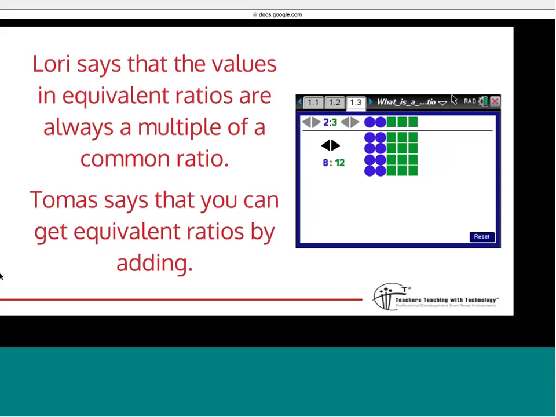So ponder that for a minute. Ponder what Lori thinks about equivalent ratios, what Tomas thinks about equivalent ratios, and how this TNS file illustrates one or both of those lines of thinking. Share some of your thoughts about Lori and Tomas's line of thinking here.